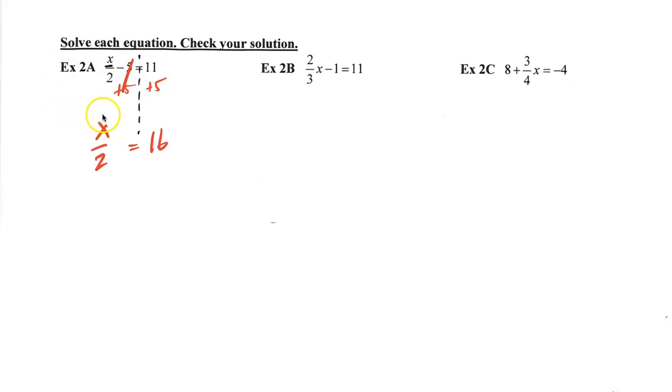Now what I do here, right, the x is getting divided by 2. So you want to do the opposite operation. Opposite of dividing is multiplying. So we're going to multiply both sides by 2. These cancel. X equals 32.